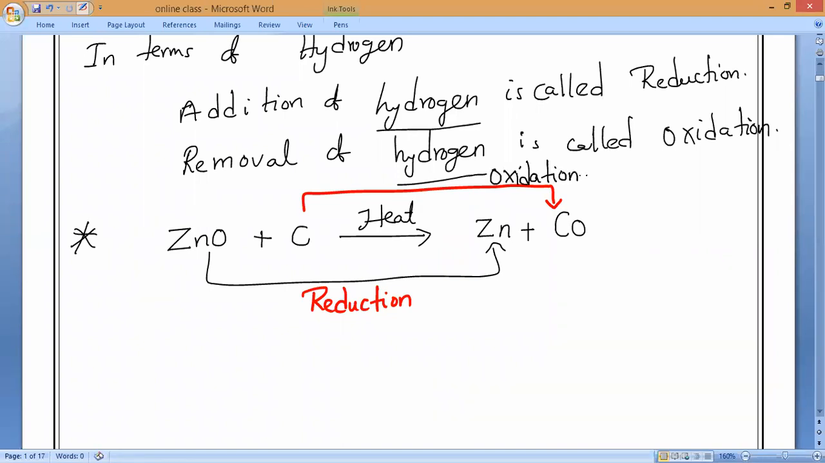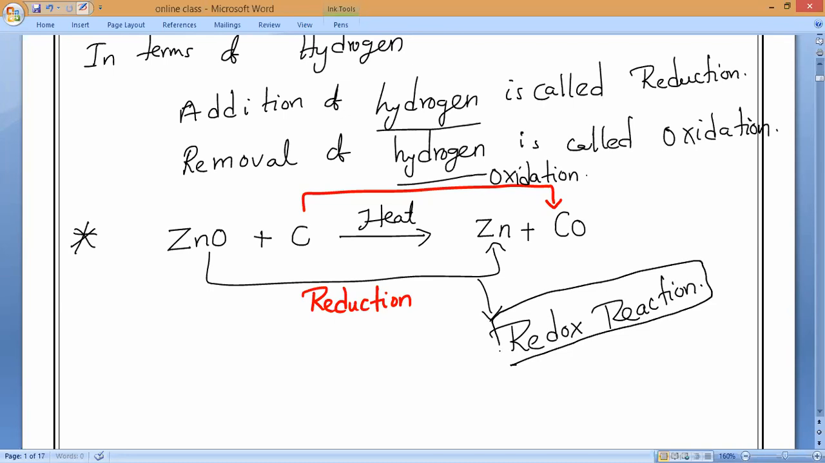Can you understand, everyone? Wherever there is oxidation, definitely there will be a reduction. So now both are taking place in a single reaction. That is why we call this reaction a redox reaction. Oxidation and reduction take place in a single reaction. That is called a redox reaction.